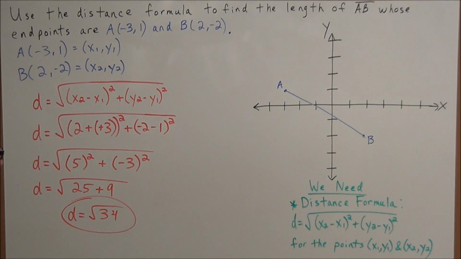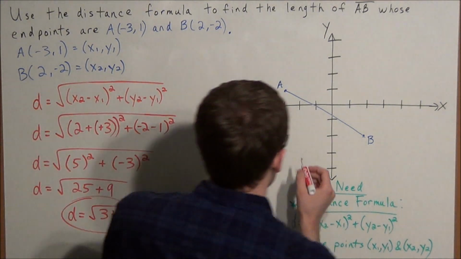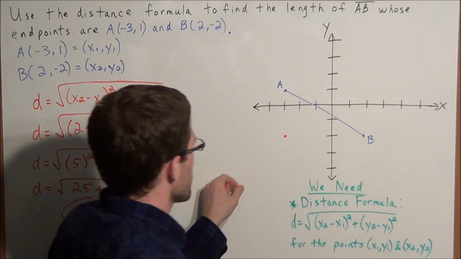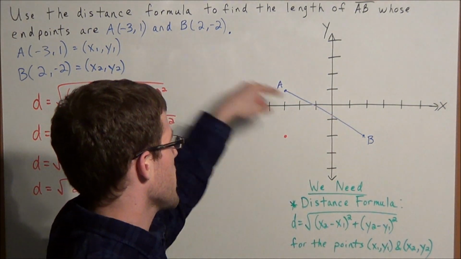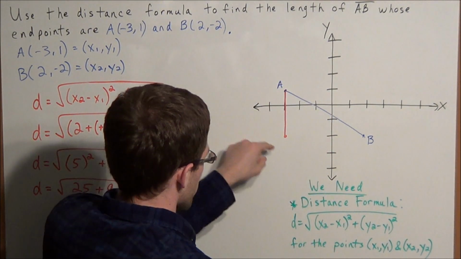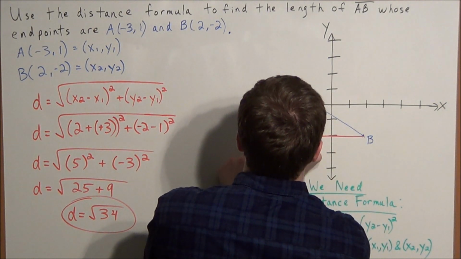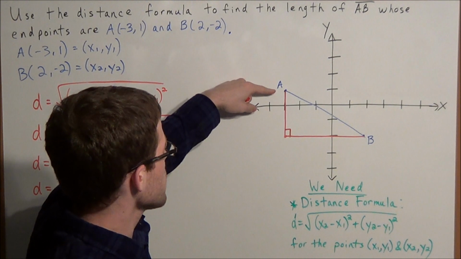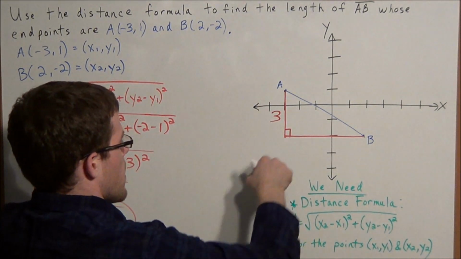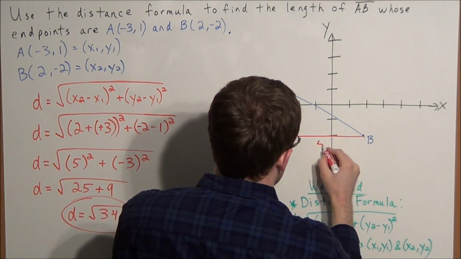And now if we wanted to verify our answer, let's take a look at the Cartesian plane. We could build a right triangle and use the Pythagorean Theorem to find the length of line segment AB. For instance, if we were to drop down this vertical line and then this horizontal line, we could build a right triangle, and the vertical leg will be 1, 2, 3 units long. And the horizontal leg will be 1, 2, 3, 4, 5 units long.